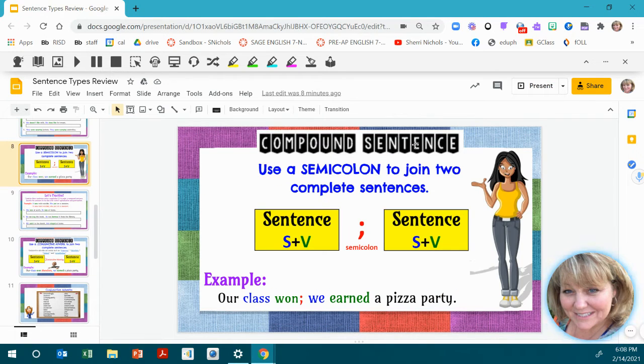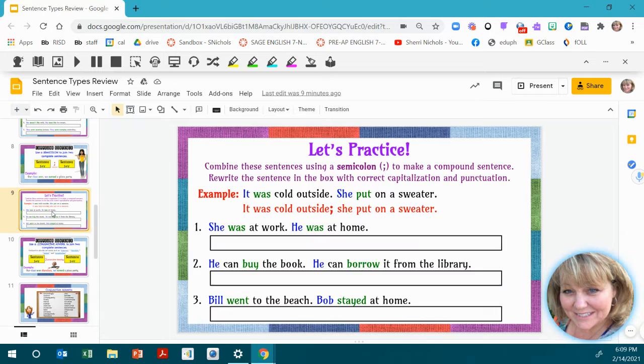And then the second way is you can make a compound sentence by using a semicolon to join two complete sentences. So for example, our class won, semicolon, we earned a pizza party. The only time you would join these sentences like this is if they have something in common. They have to be related somehow. Don't join sentences just to join a sentence. When you join sentences, they have to somehow be related to each other.